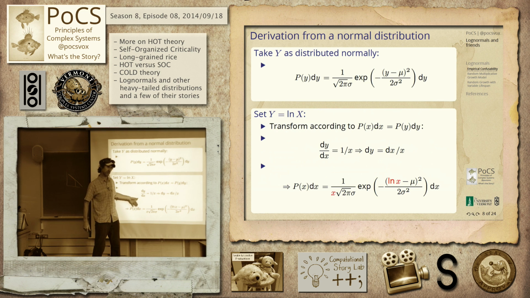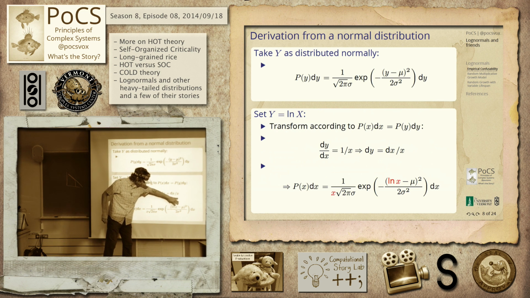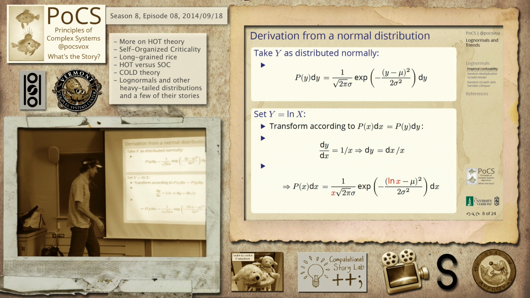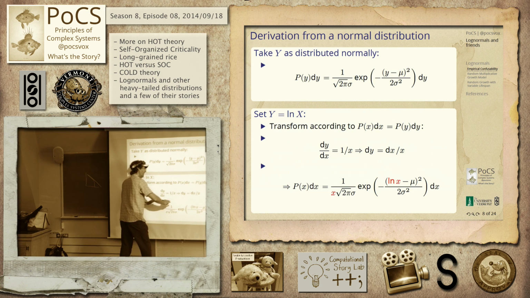So p of x dx, this is very exciting. P of x dx looks just like a normal, except we've put our log x in there for y. And the Jacobian, the little transformation, popped a 1 over x in here. So that 1 over x is the sneaky business. We have an x to the minus 1 at the front. And we know log x grows slowly, so you can see it might look like this. It could look like there. Okay, let's get to the next part.